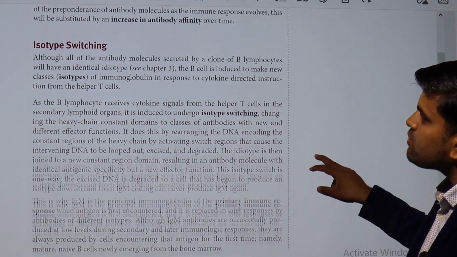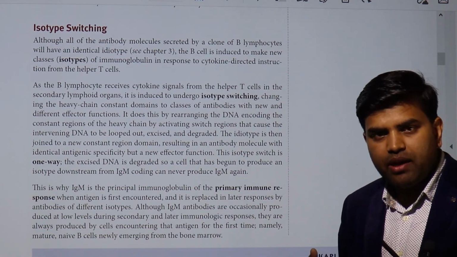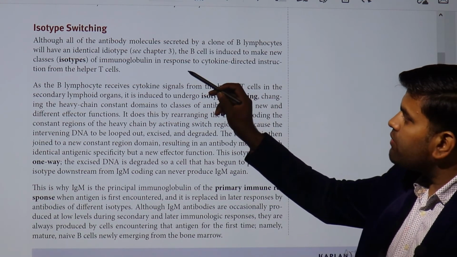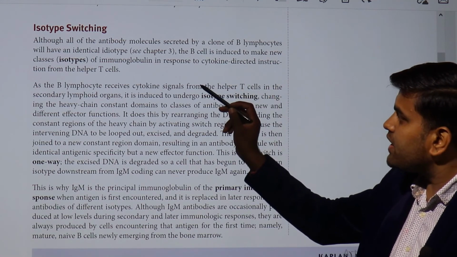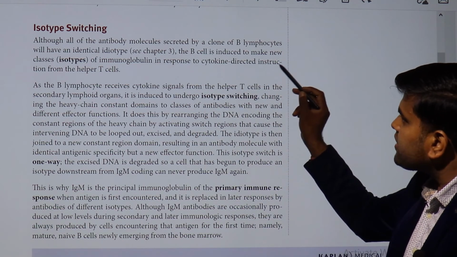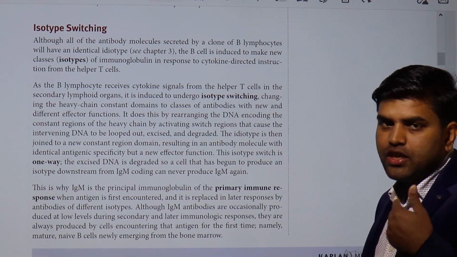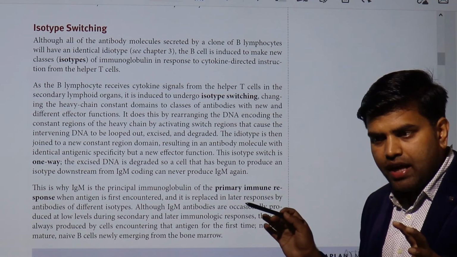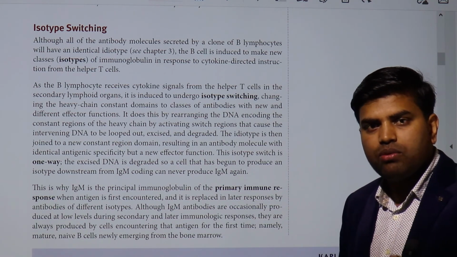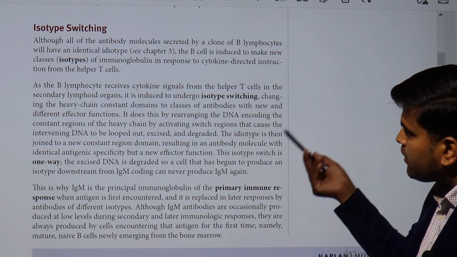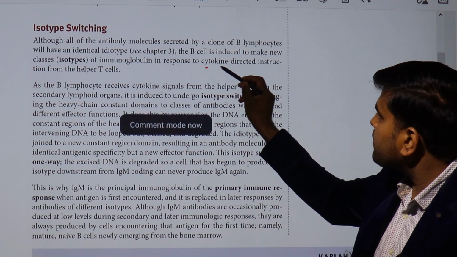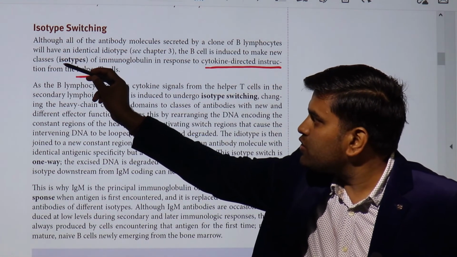Isotype switching is one of the ways by which, suppose immunoglobulin M is released initially, that will switch to immunoglobulin G, E or A depending upon the signal. Although all of the antibody molecules secreted by the clone of B lymphocytes have an identical idiotype, the B cell is induced to make a new class isotype of immunoglobulin in response to cytokine-directed instruction from the helper T cell. So initially, any activation of a B cell will release immunoglobulin M only. In acute infection, there will be immunoglobulin M only, but the isotype switch will occur by the cytokine-directed instruction from the helper T cell.